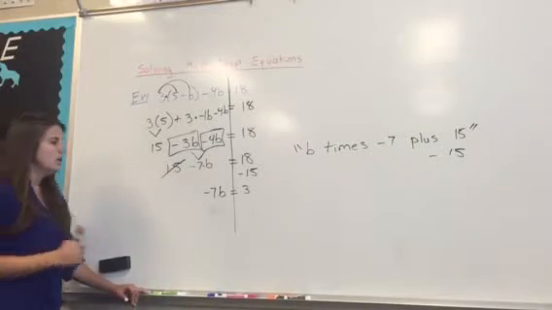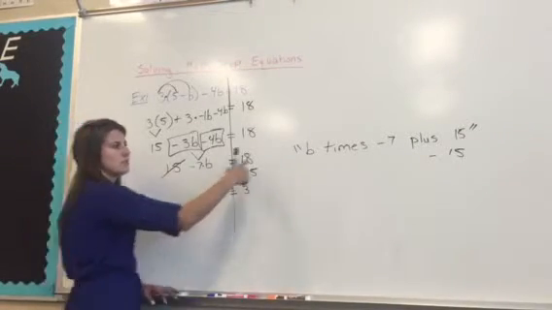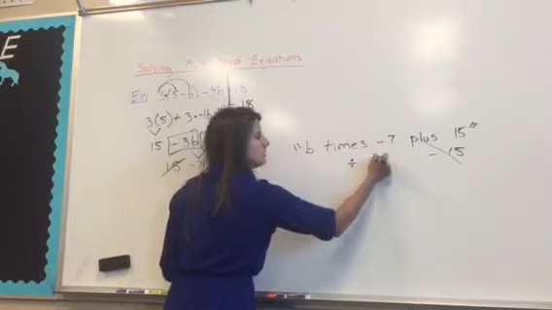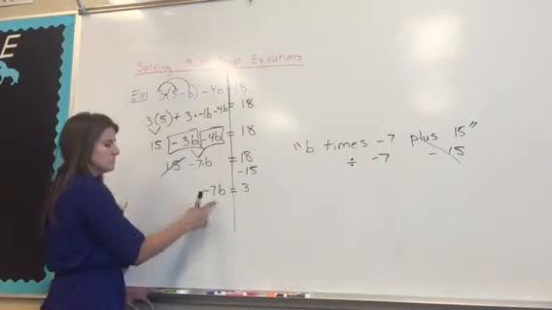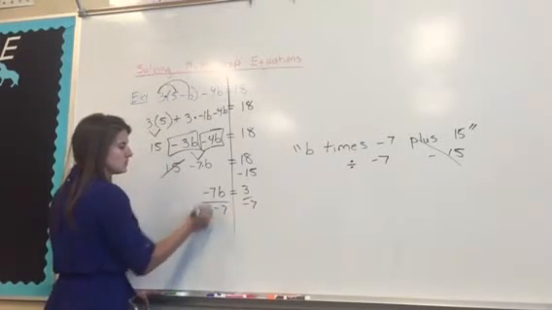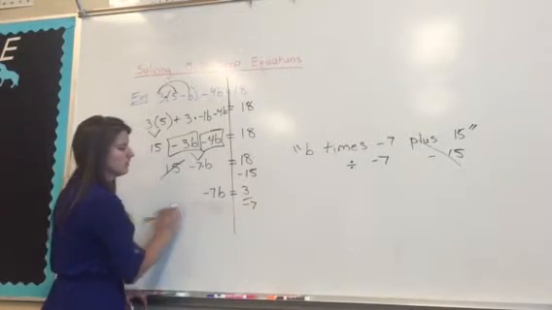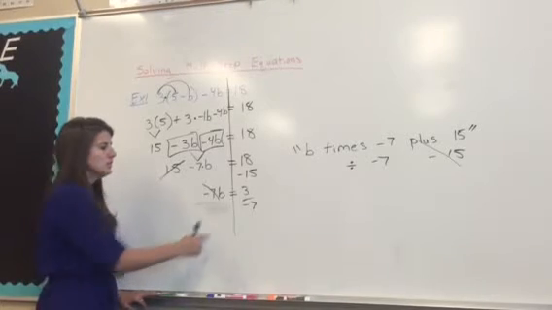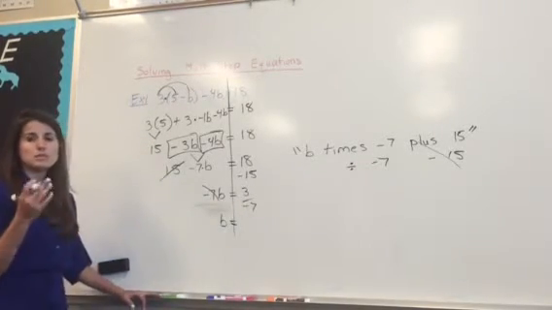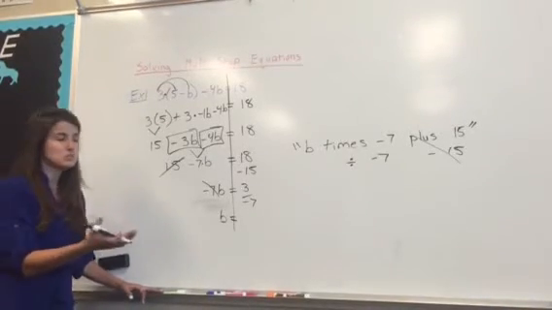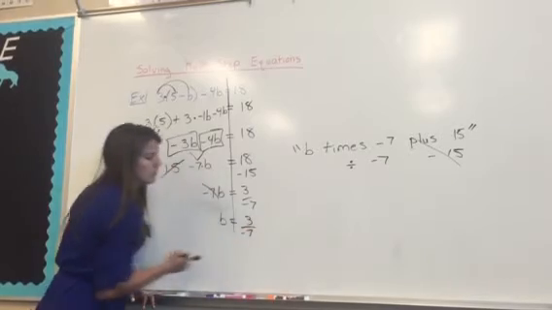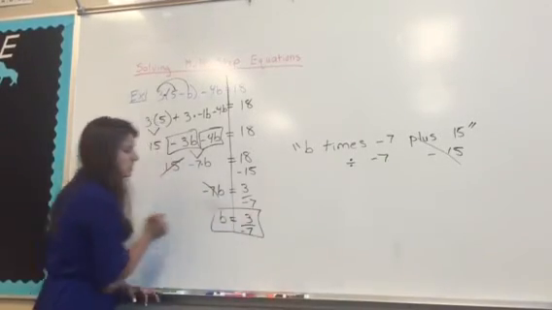So then to get b by itself, the opposite of times is divide by negative 7. So on this side, if I divide by negative 7, actually, you don't even have to write that. You could just cancel this out. So then you're going to be left with b. 3 divided by negative 7 will give you a decimal. So you can either change it to a decimal or just leave it as the fraction. So I'm just going to leave it as 3 over negative 7 because it's not going to give you a whole number.